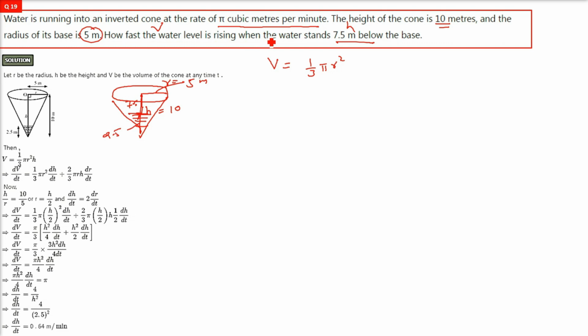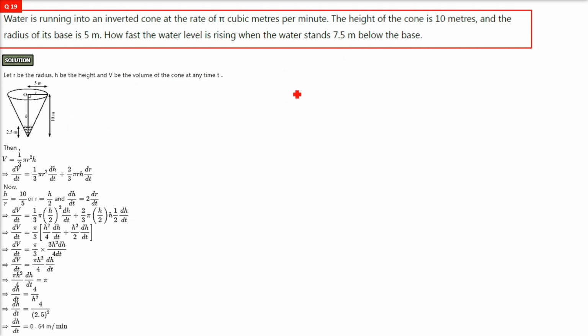dt. That I already told you. So water level is rising. It is right now 2.5. It will go up, and dh by dt is to be computed. So h is equal to 2.5. It is already given. So dv by dt, what will this be?